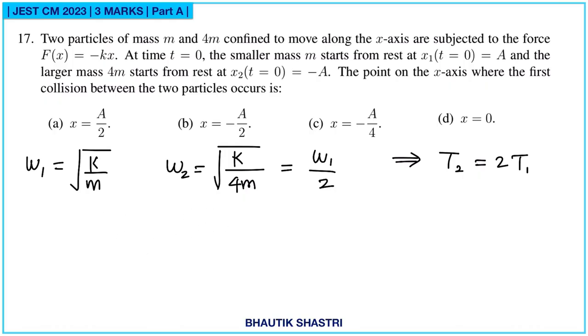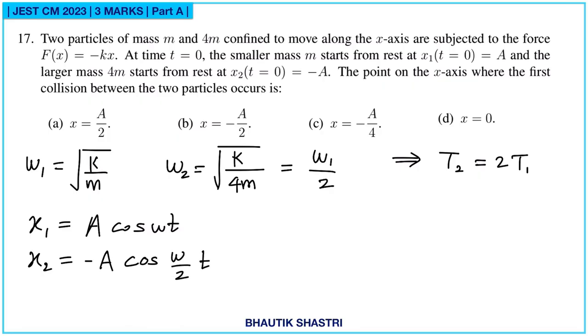I'll write it as x1. So x1 is equal to A cos omega t. Similarly, x2 will be minus A cos omega t, but here omega is different. Omega is omega by 2, so this will be omega by 2 into t. And they should collide, that means this difference should be equal to 0. So we have A into (cos omega t minus cos omega t by 2), and this should be equal to 0.